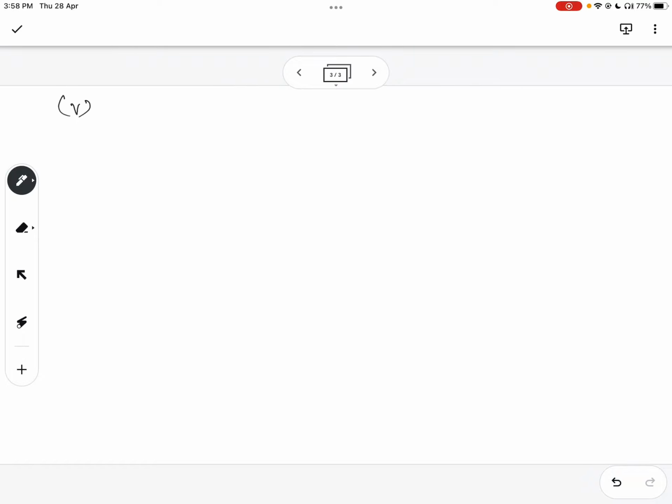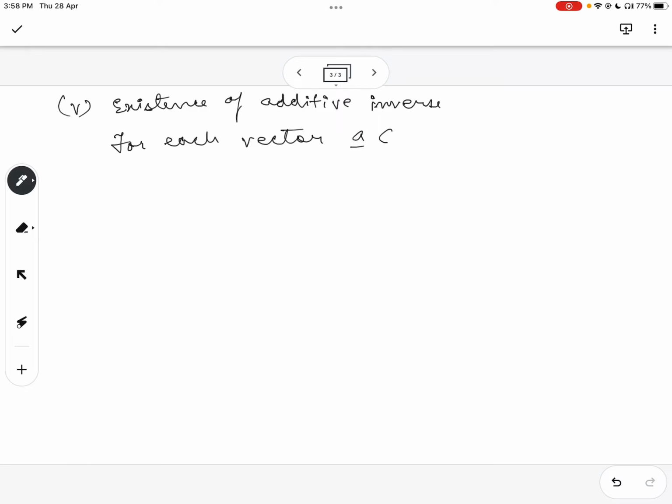The next property is the existence of an additive inverse. So for each vector A belonging to V, there exists B belonging to V such that A plus B is equal to the null element, the 0 vector. So we say that B is equal to minus A.